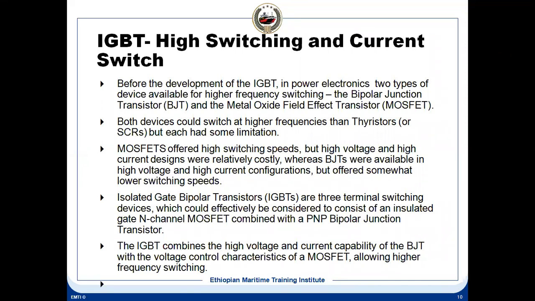Basically all these IGBTs are semiconductor switches. The main application is that it works like a switch, on and off, on and off. So how fast you can switch on and off is the main factor. MOSFET offers high switching speed in high voltage, high current designs, whereas BJT is used in high voltage, high current configurations but has low switching speed. So IGBT is a three-terminal switching device which can effectively be considered to consist of an insulated-gate MOSFET and a bipolar junction transistor. Okay. So these two capabilities, high switching speed and low loss, are made use of in making IGBTs.